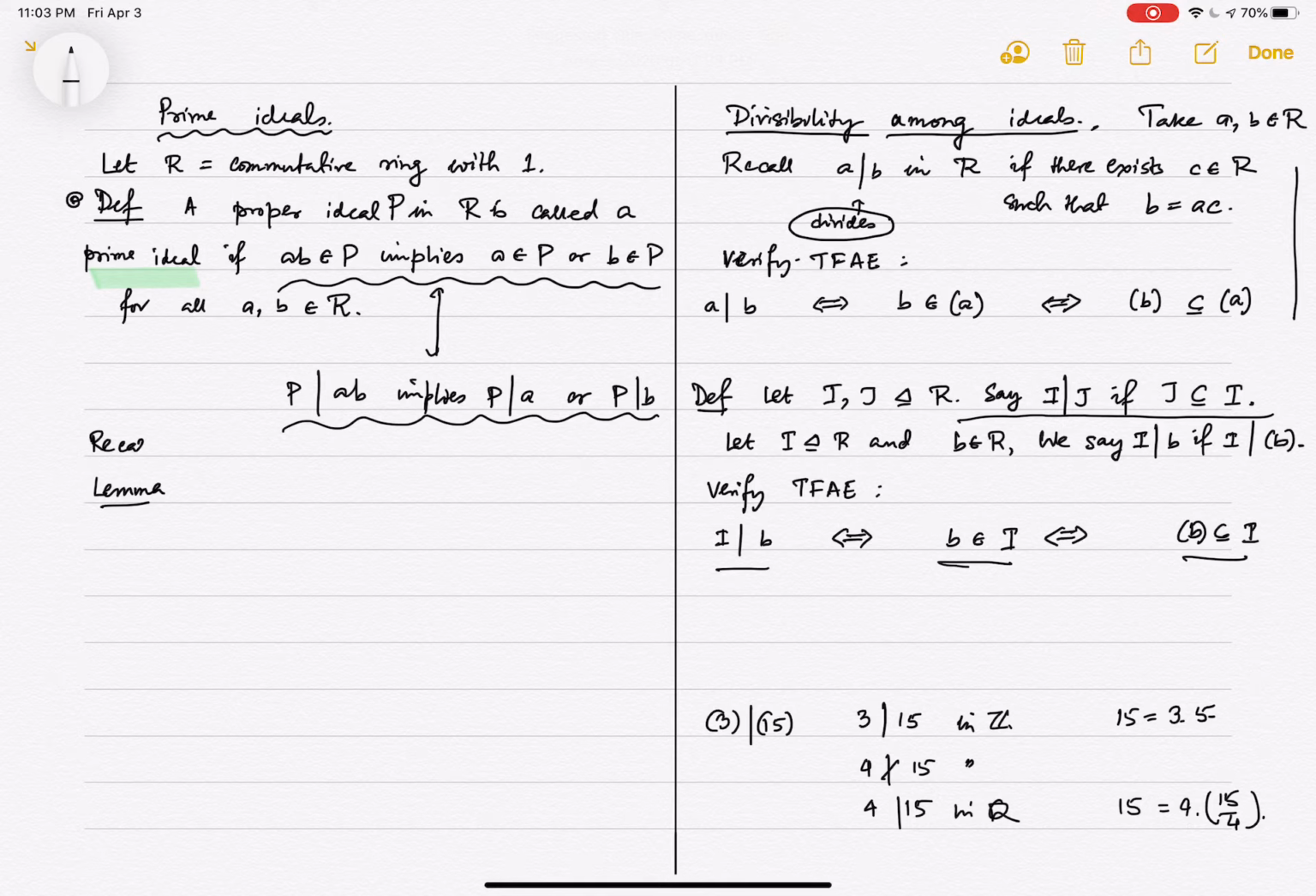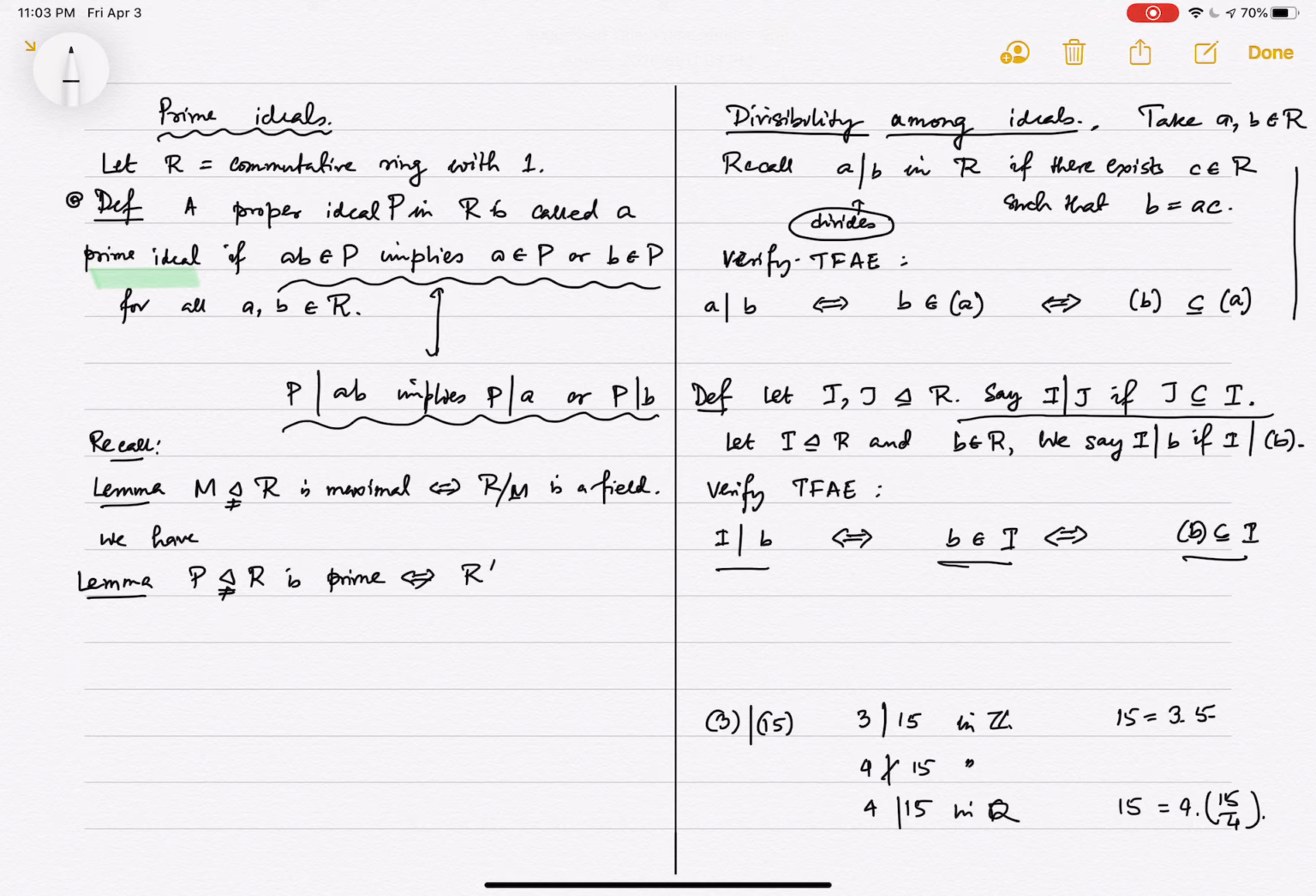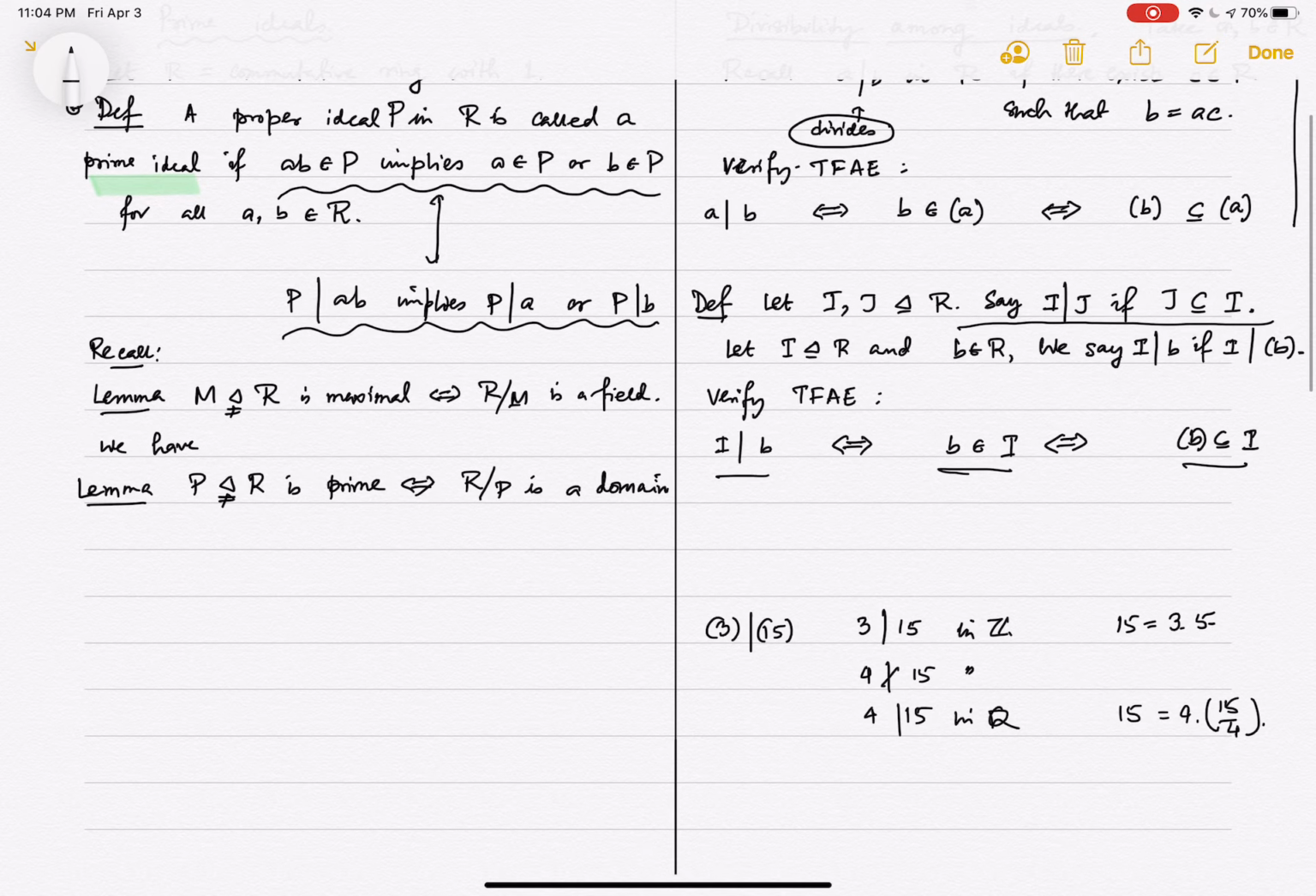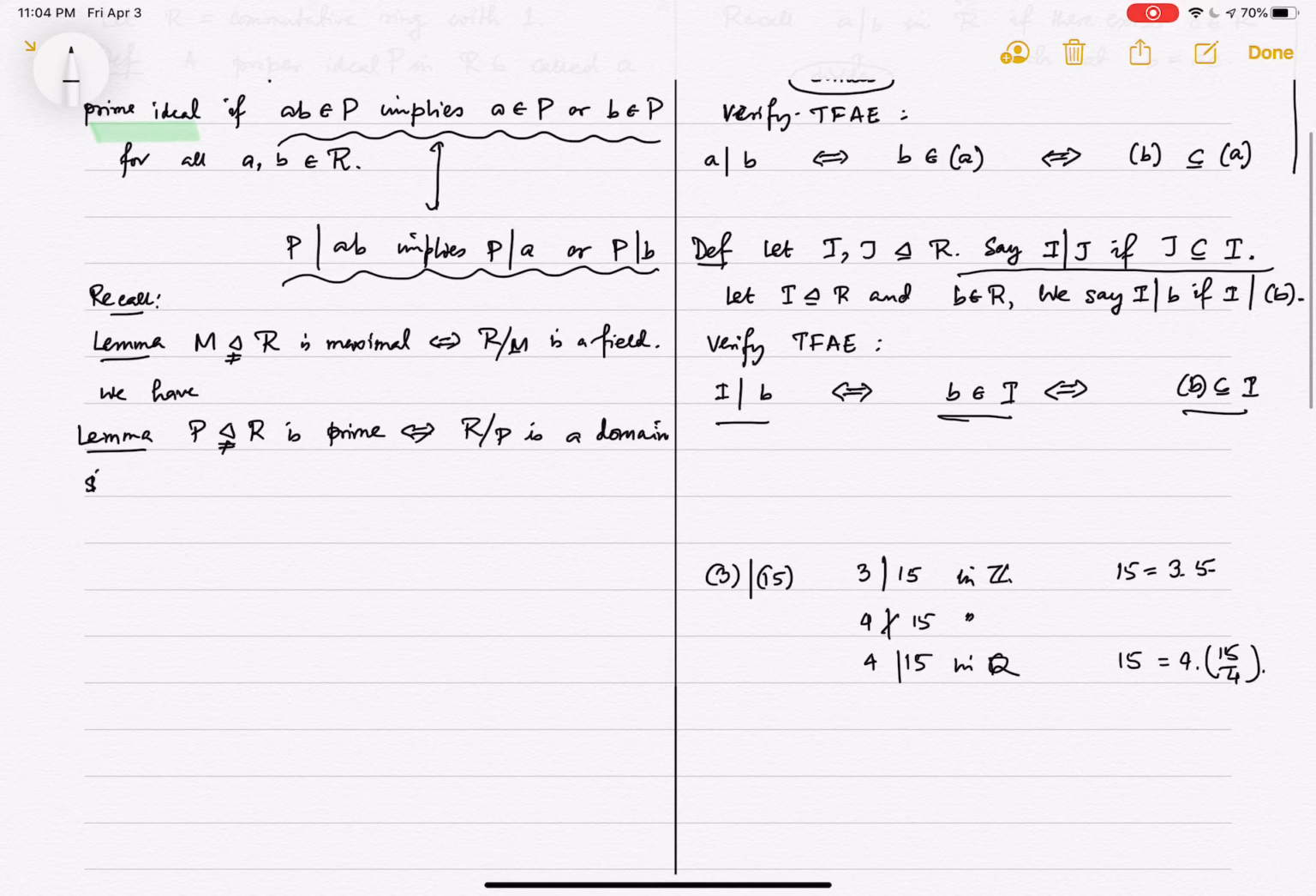So recall, we had the lemma that a proper ideal in a commutative ring with 1 is maximal if and only if R mod M is a field. Now we have a similar result. A proper ideal is a prime ideal if and only if R mod P is a domain. And the proof of this is rather straightforward. You just translate this condition.